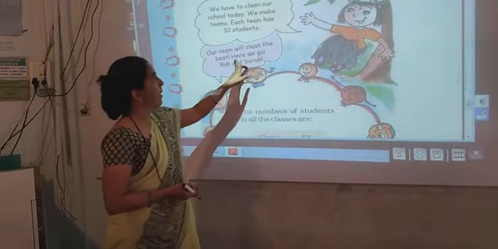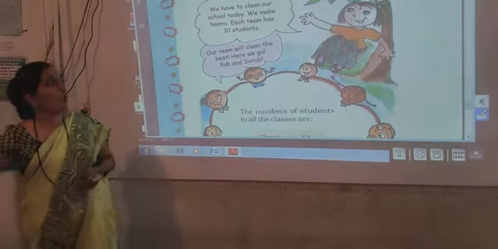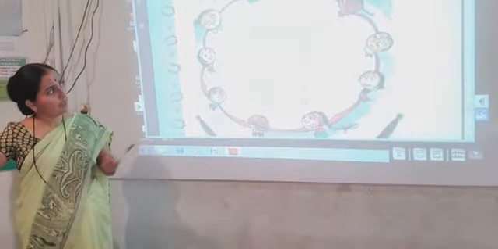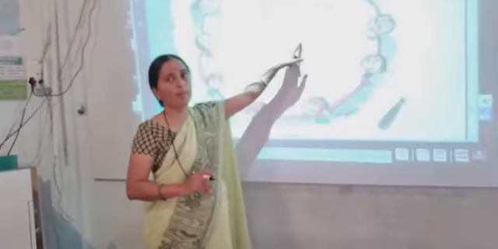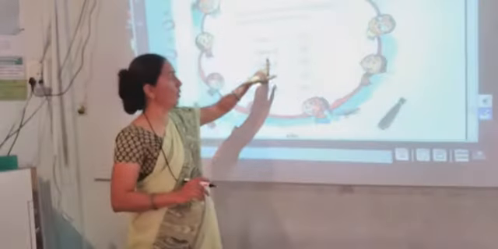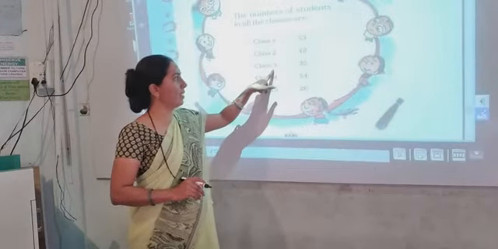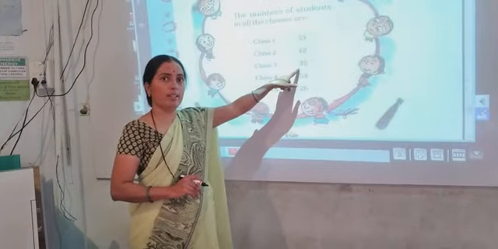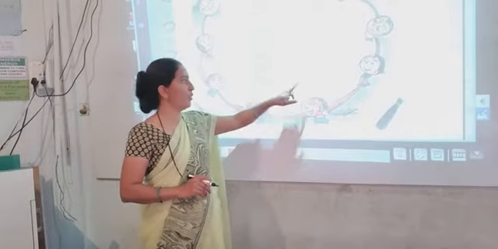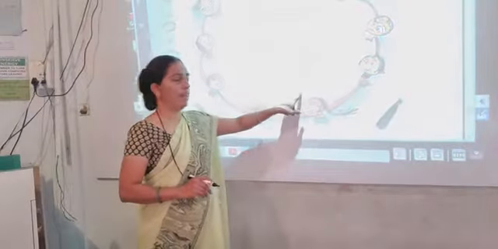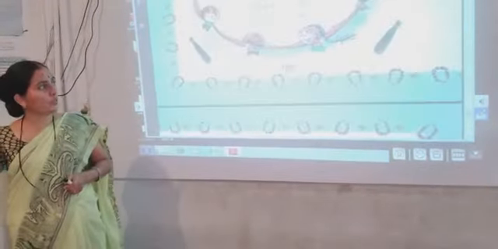Our team will clean the best. Here we go, rub and scrub. These students are very happy to clean their school. Now we are going to see the number of students in the school. So in class 1 there are 53 students. In class 2 there are how many students? 42. In class 3 how many students are there? 35. In class 4 there are 54 students. In class 5 there are 26 students. So now we have to make their groups.